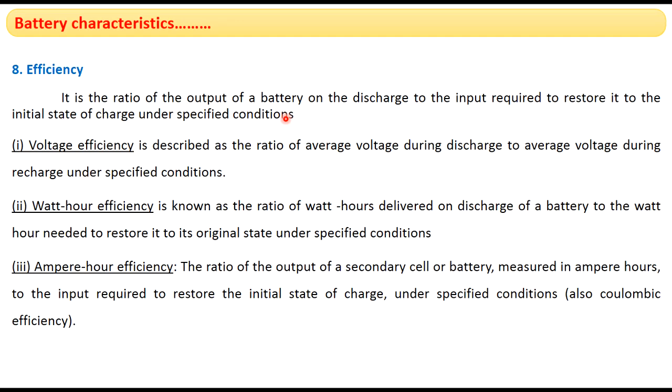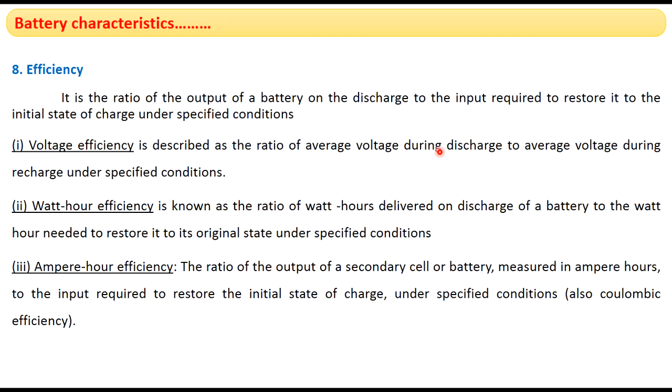Efficiency is expressed in three ways. One is voltage efficiency, watt hour efficiency, and ampere hour efficiency. Voltage efficiency is described as the ratio of average voltage during discharge to the average voltage during recharge under given conditions. Okay, so average voltage during discharge by average voltage during recharge, that ratio is nothing but the voltage efficiency.